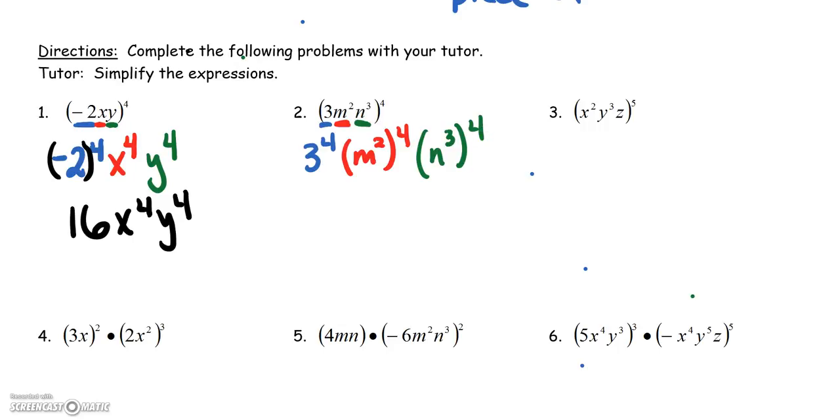We'll simplify as best we can. 3 to the fourth power is 81. M squared to the fourth power, we have a power raised to a power. Rule number 2 from previous videos tells us that when we have a power raised to a power, we multiply the exponents. So m squared to the fourth becomes m to the 8th, 2 times 4 being 8. And then finally, n cubed to the fourth power, again, a power raised to a power. So 3 times 4 gives us n to the 12th as our answer for number 2.